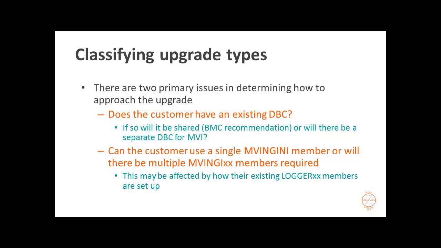The OSI installer creates a single MVI NGI-XX member by default, but there are certain conditions under which existing customers will require more than one MVI NGI-XX member. This will be discussed in further detail later.